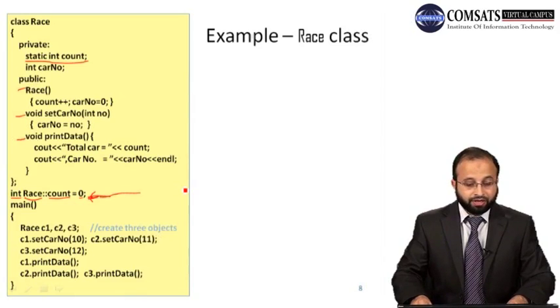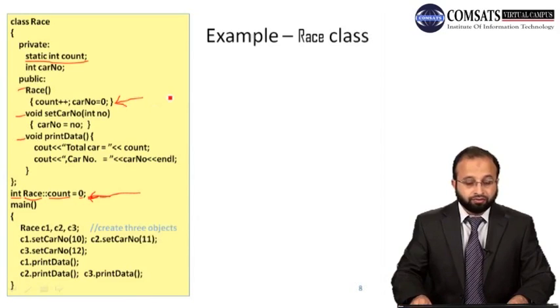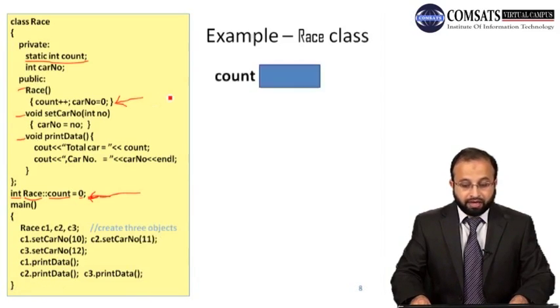Now for every object it will call the constructor. So constructor में कौन सी statement execute होंगी? ये वाली statement execute होंगी. And here we are incrementing the count first, and the other thing is we are initializing car number with 0, right? Now after the class, when the static data member definition is executed, the memory is allocated for the variable count and the value 0 is assigned to it.